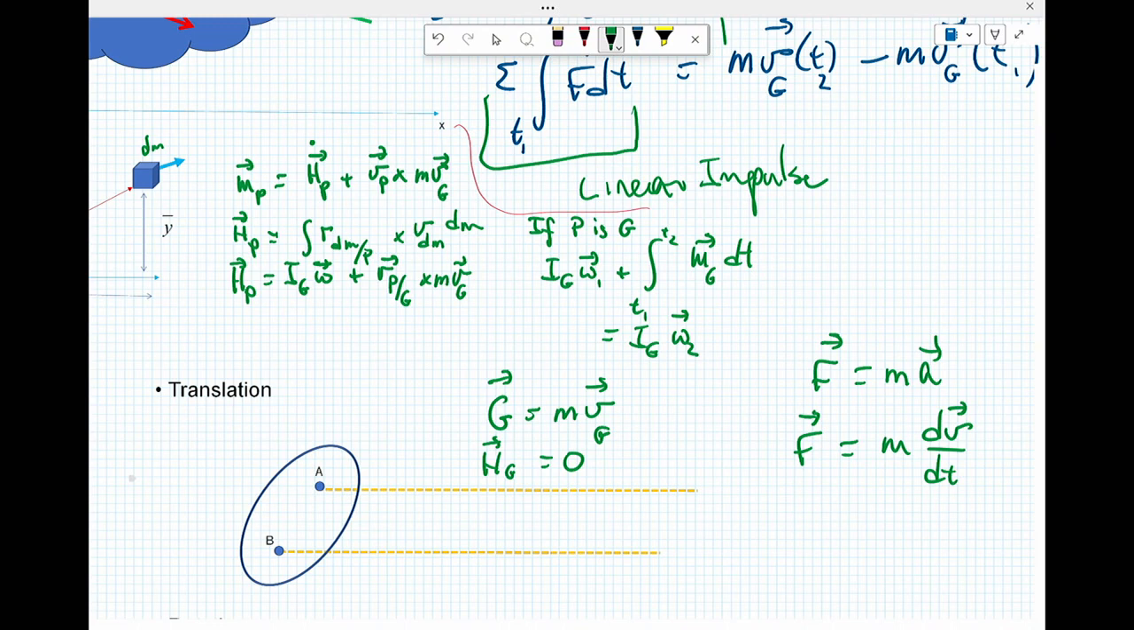So there's no rotation of the body, even if the body translates in a curvilinear path, that is, it travels along a curved path, as long as the body itself is not rotating, it's not seeing any change. So G is equal to mvG, and H sub G is equal to zero. H sub an arbitrary point, say A, for example, does not equal zero. And so that's where it gets a little bit tricky. If I want to calculate a moment about another arbitrary point on the body, I will not have the benefit of this. So typically, I want to look at this.